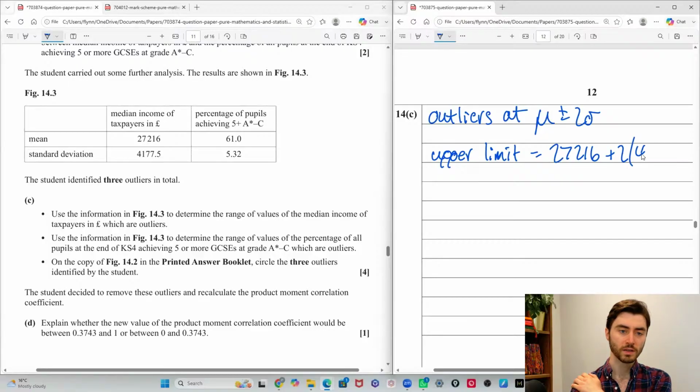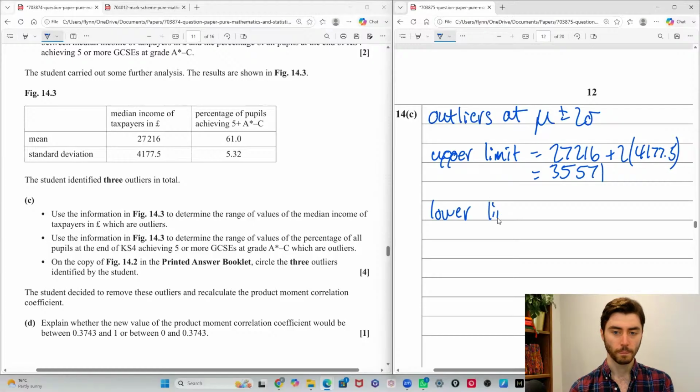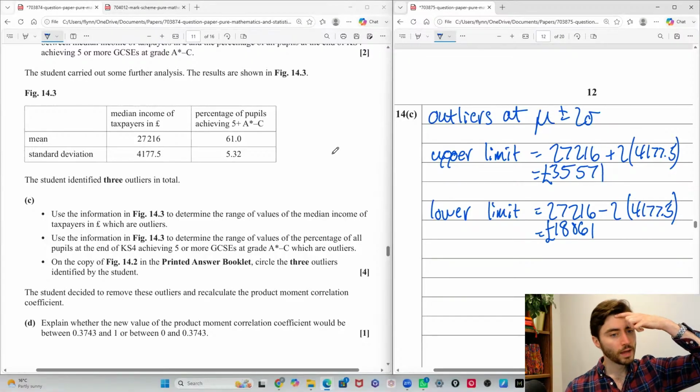27,216 plus twice the standard deviation. And when I run that, I get 35,571. And the lower limit would be 27,216 minus twice the standard deviation, which is 18,861. And again, I'll stick the pound signs on because units. Okay, so that's 14.3. I've done that. Use the information in 14.3 to determine the range of values of the percentage of pupils achieving GCSEs which are outliers.